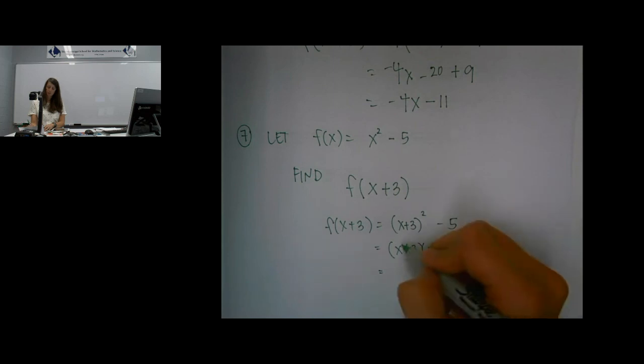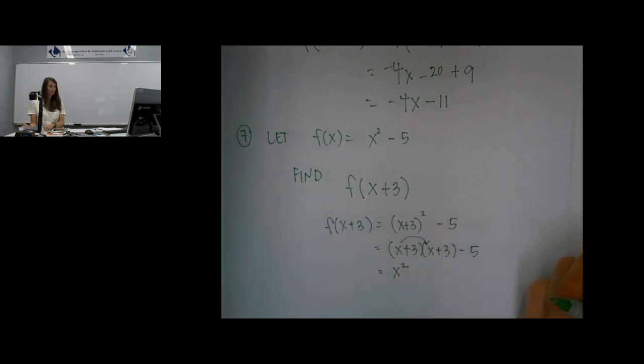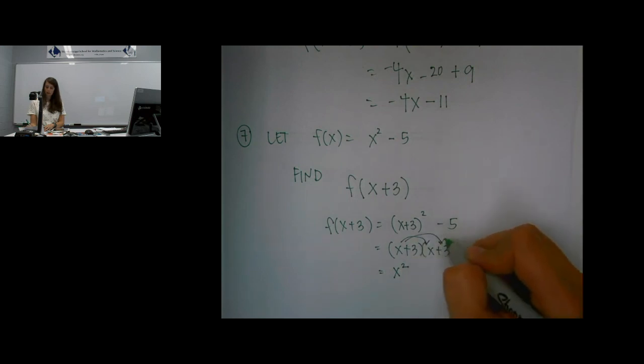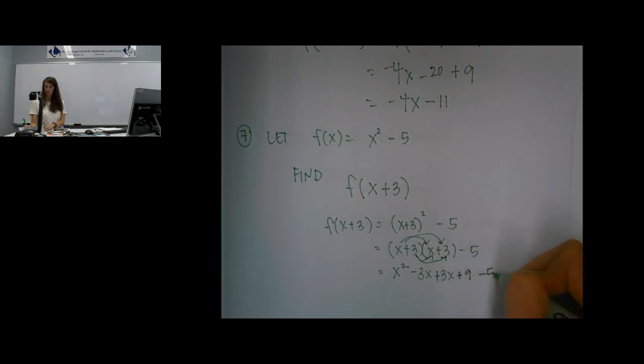So you're going to distribute. So x times x gives me an x squared. Okay, x times 3 is 3x. 3 times x is a positive 3x. 3 times 3 is 9. Your middle term, I don't know why I just made that a negative there, but that's a positive. So combine like terms, so 3x plus 3x is 6x, and 9 minus 5 is 4.